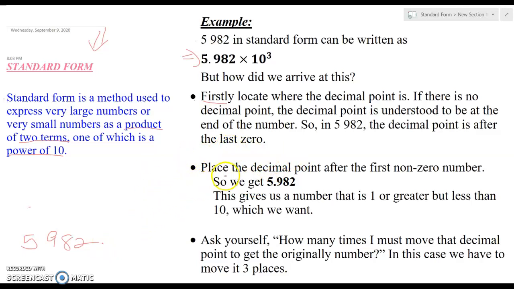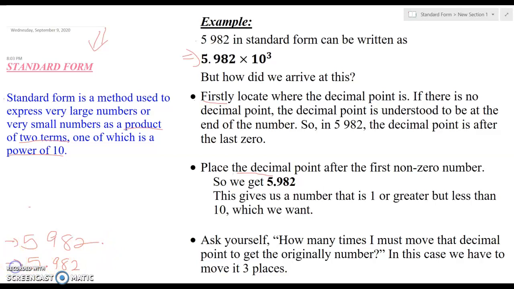Then it says, place the decimal point after the first non-zero number. What is a non-zero number again? A non-zero number is a number that is not zero. So you place the decimal point after the first non-zero number. All right, so the first non-zero number is 5. So I'm going to put 5, and I'm going to take that decimal point and put it in between the 5 and the 9, and write down everything else. So I took the decimal point and I placed it after the first non-zero number. Cool?